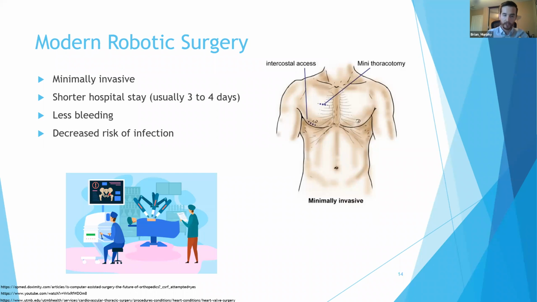Much shorter hospital stay, about half, a lot less bleeding, much less risk of infection, but it's still a traumatic surgery that requires you cutting open the heart. You can get back to your activities much faster, but still not the same day.